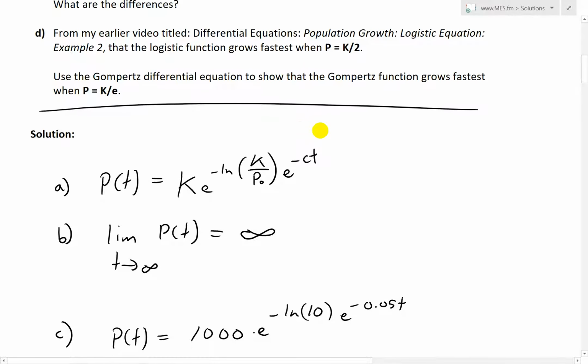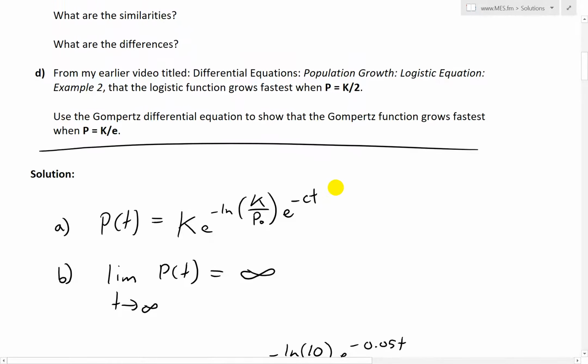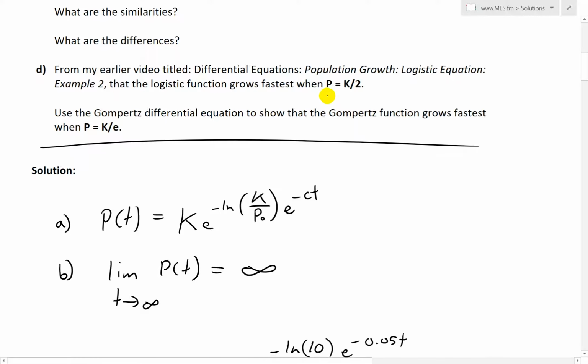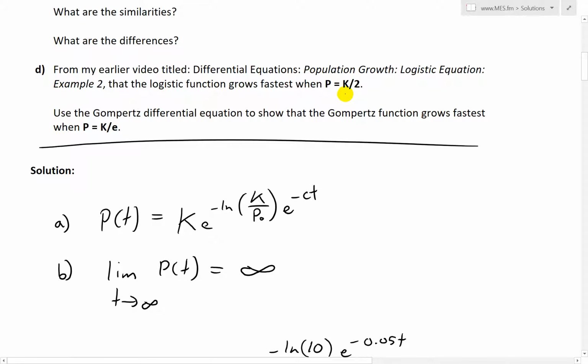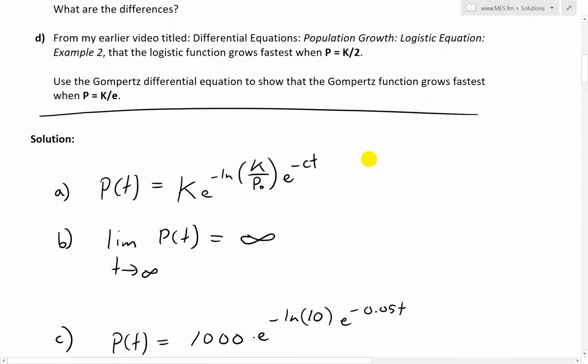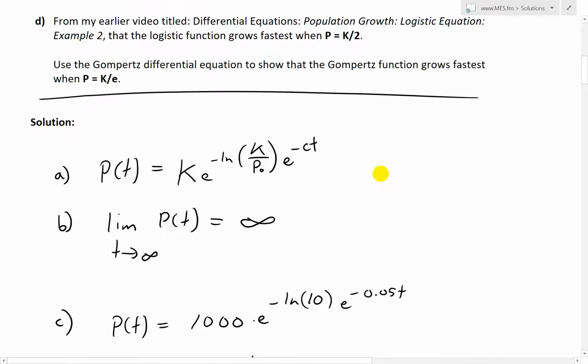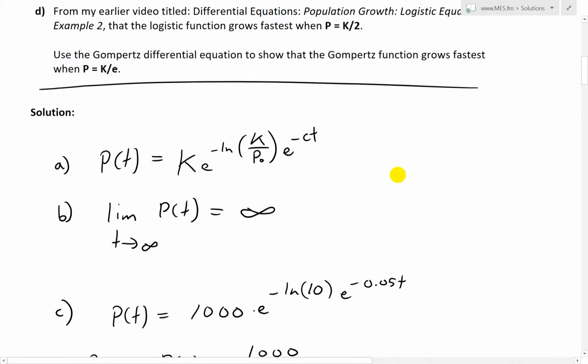And now part D is stating, from my earlier video titled differential equations, population growth, logistic equation example 2, I showed that the logistic equation grows fastest when the population is at K/2, or half the carrying capacity. In part D it states use the Gompertz differential equation to show that the Gompertz function grows fastest when P is equal to K/e. So instead of K/2 you divide by the number e.